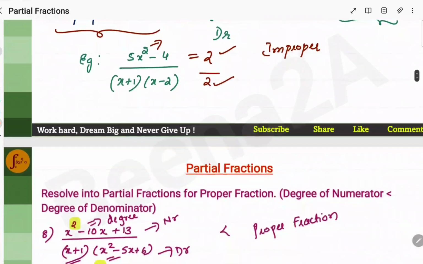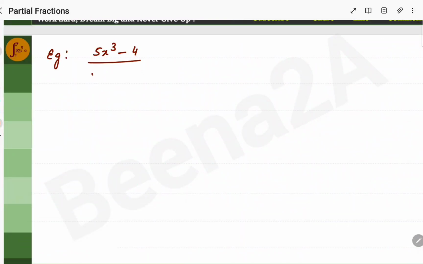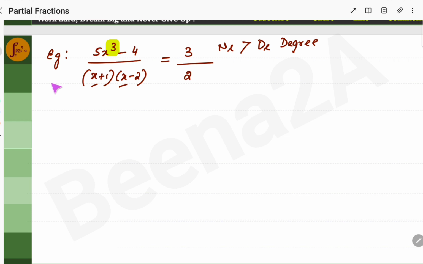Now let's take another example. 5x cube minus 4 by x plus 1 into x minus 2. In this example, what is the degree of the numerator? The highest power is 3, so the degree is 3. And in the denominator it is 2. So the numerator degree is greater than the denominator degree. Correct? So this is an improper fraction.